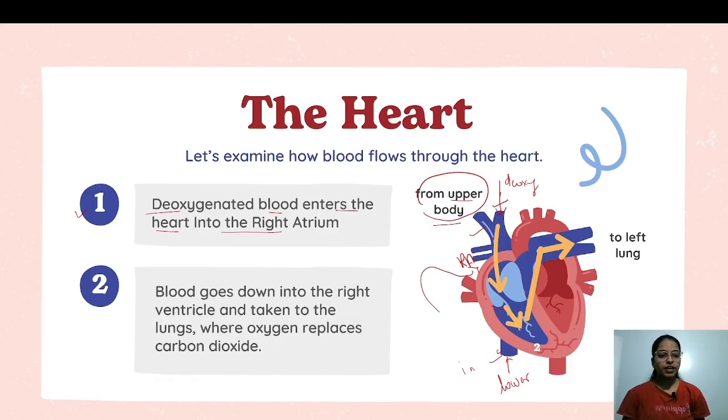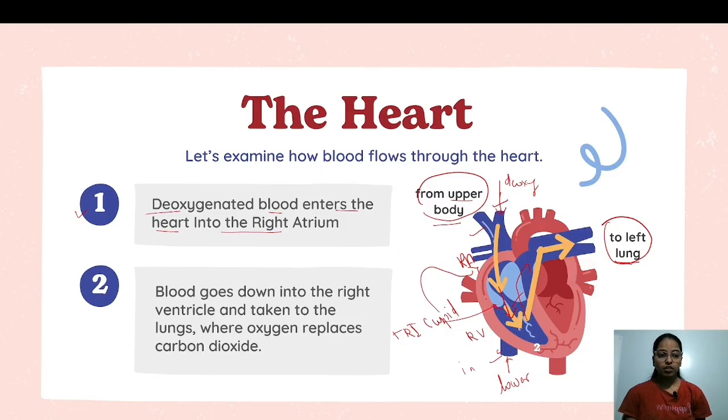Next, the valve present between the right atrium and right ventricle is the tricuspid valve. Through this valve the blood goes into the ventricle. From the right atrium the blood enters the right ventricle through the tricuspid valve, correct? And then from the right ventricle the deoxygenated blood goes to the pulmonary artery through the pulmonary semilunar valve to the lungs, correct? So the blood coming from the pulmonary artery is deoxygenated blood and it goes to the lungs.